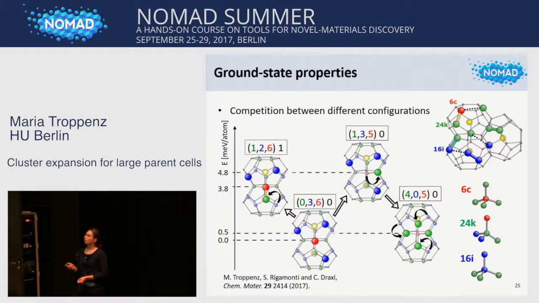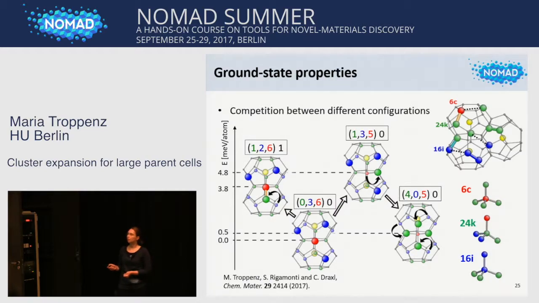If we now want to save energy by moving 1 aluminum atom from the 16I position to the 24K position, this would induce a bond. So this would raise our energy a lot, so it is far from the ground state by 3.8 meV per atom.